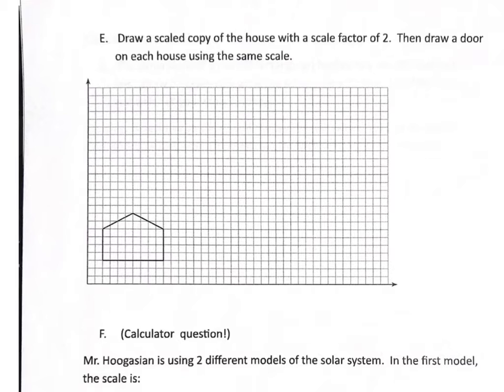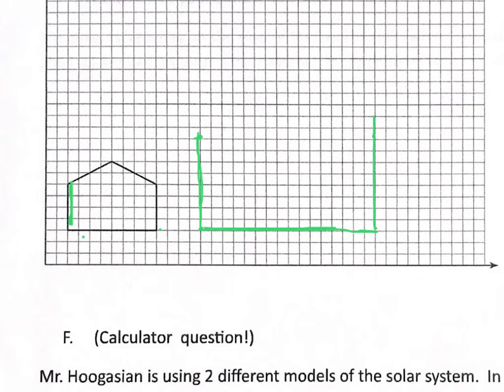Question E says draw a scale copy of the house with a scale factor of 2, then draw a door on each house using the same scale. So I need to count how many units, and up this side is 4. 1, 2, 3, 4, 5, 6, 7, 8 units on the bottom. So I know that my house should be 16 units going across the bottom. I'm going to pause and count this carefully. So I've drawn my 16 units across the bottom and my 8 units across the top because my scale factor was 2. Now I need to figure out where the top of that house is.